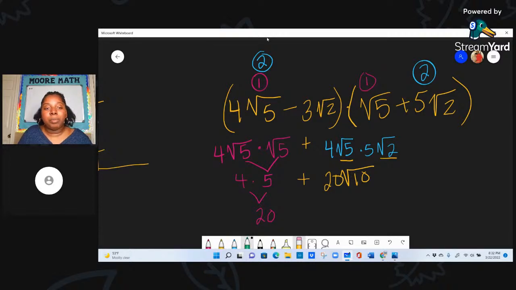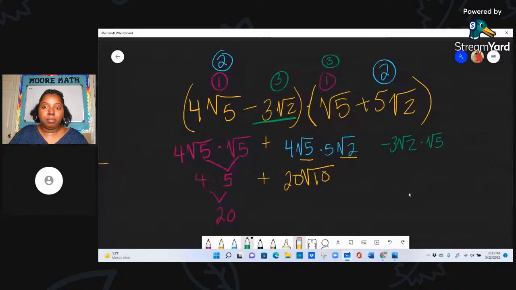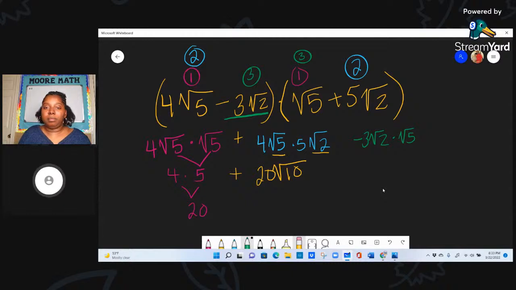All right, let's do the third one. So now we're pretty much done with that 4 square root of 5. So now here's my third one. So we're doing -3 square root of 2 times square root of 5. What can I combine? The square root of 2 and the square root of 5. Which is 10. Excellent. And then what do I do with that -3? Put it down. Good. We just bring it down.